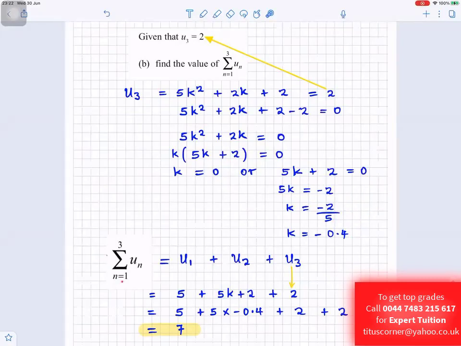We want to sum from n equals 1 to 3. So u1 plus u2 plus u3, because we're going from 1 to 3. u1 is 5, u2 is 5k plus 2, and u3 is 2, because they told us u3 is 2 from there. And we got k is minus 0.4. We substitute k is minus 0.4. So 5 plus 5 times minus 0.4 plus 2, plus 2. And that gives you 7.